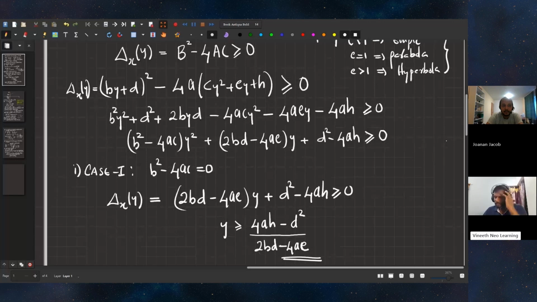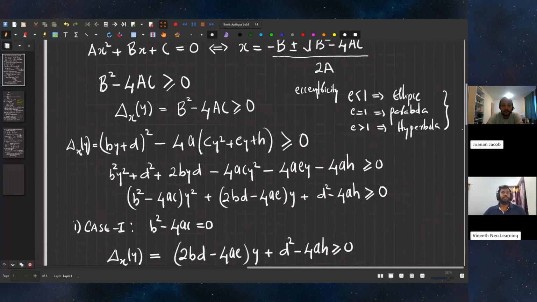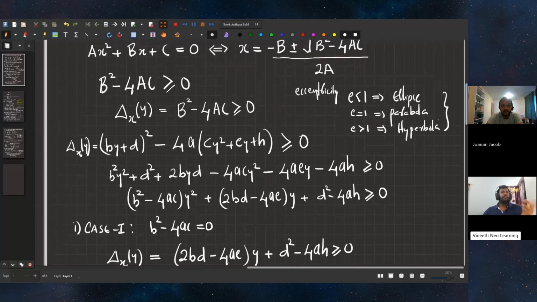Here we are studying conic sections, but it is actually a fact for almost all branches of mathematics: algebra reveals so much structure. We have the condition that b squared minus 4ac should be greater than or equal to 0, and this discriminant we converted into a quadratic inequality in y.